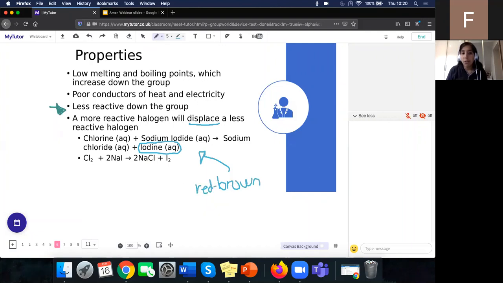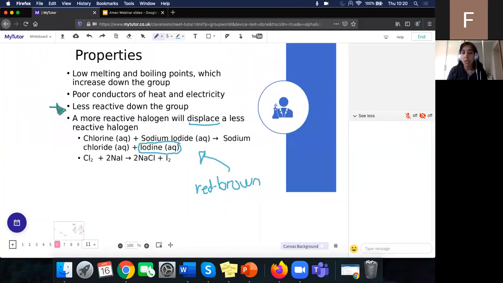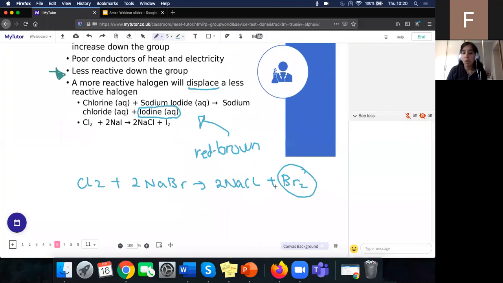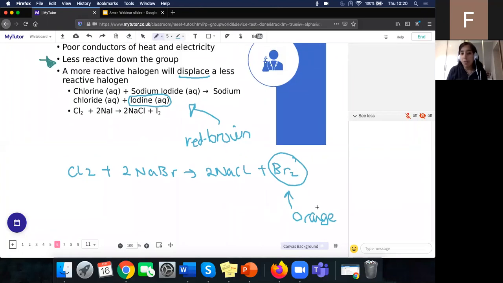If this reaction was between chlorine and sodium bromide, so remember bromine is less reactive because chlorine is above it. So if it was between chlorine and sodium bromide, that means we'd be left with bromine. So I'll write that equation out. So chlorine plus sodium bromide, we'd be left with bromine on its own. So this bromine here will form the color of the solution, and bromine tends to be orange in solution. And the only colors you need to know are iodine, bromine, and chlorine.